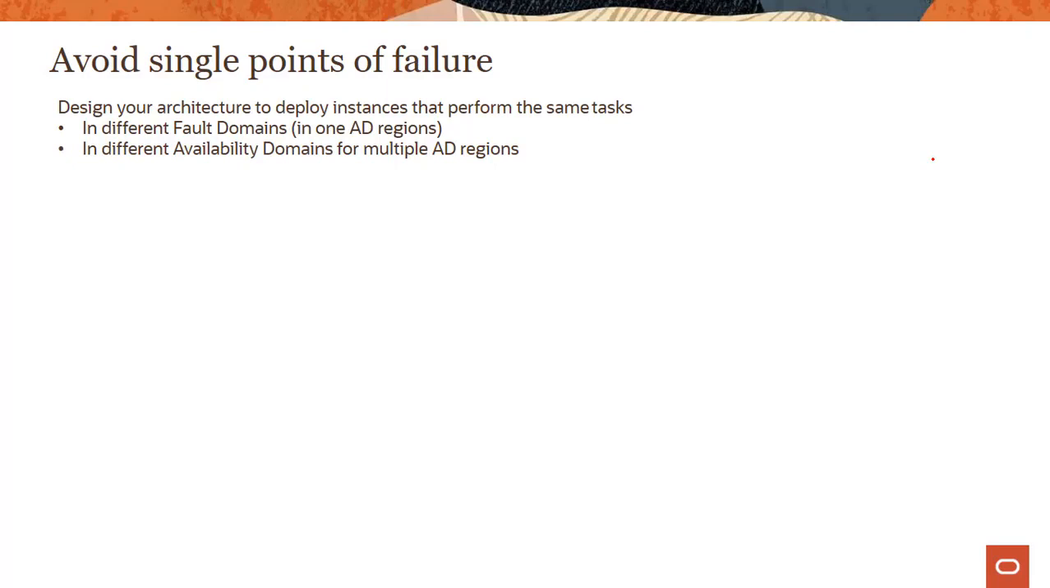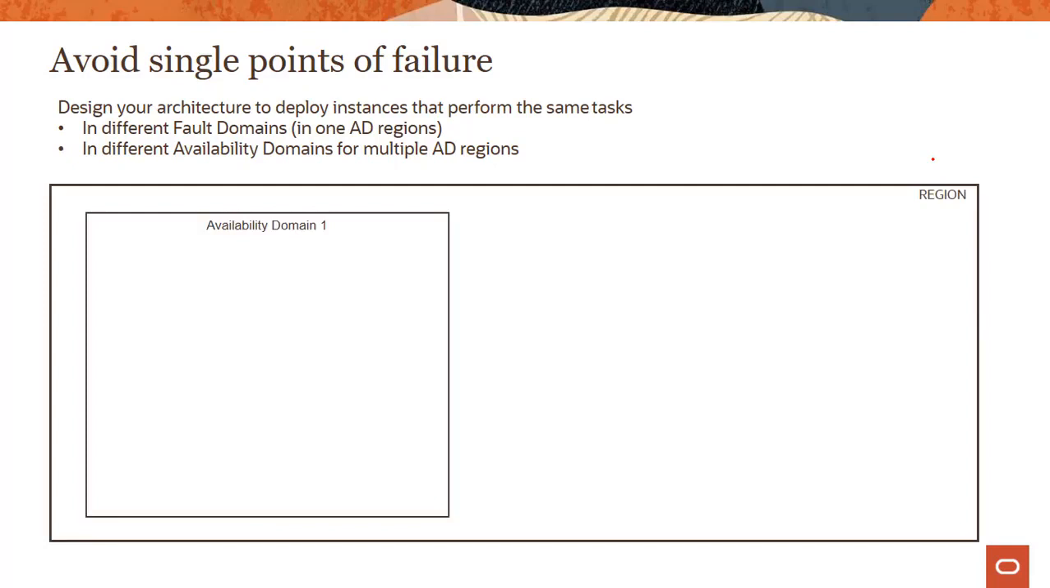So you should design your architecture to deploy instances. So what does that mean? You should design your architecture to deploy instances that perform the same tasks in different fault domains or in different availability domains, if you can leverage the multiple AD regions. What does that mean? Well, let's look at an example. So you have a region. Let's say you have one AD in that region, which is the case for most of these new regions.